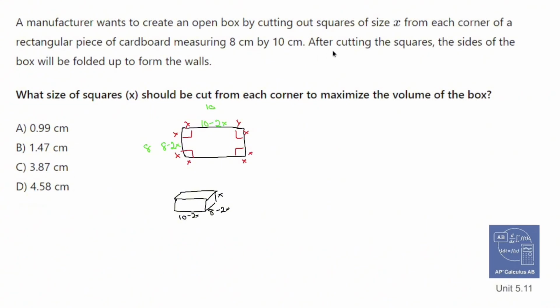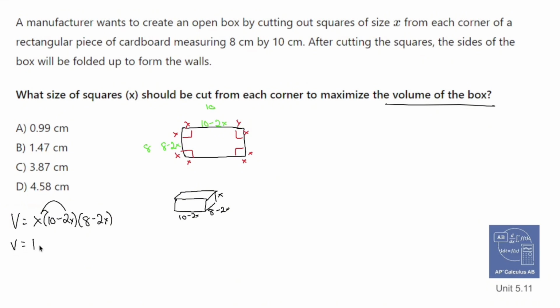The problem says, after cutting the squares, the sides of the box will be folded up to form the walls. Yeah, I kind of got that. What size X should be to maximize the volume of the box? So this is where it gets tricky. The volume of the box is going to be X times 10 minus 2X times 8 minus 2X.